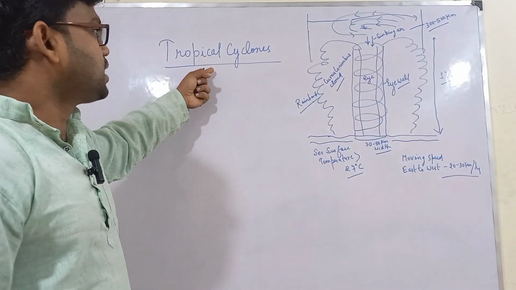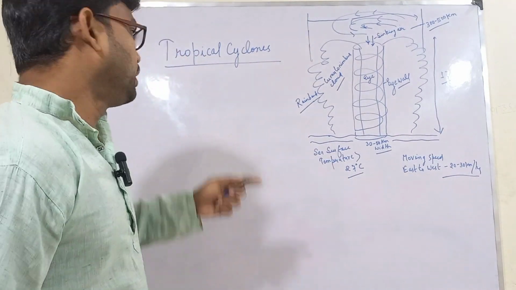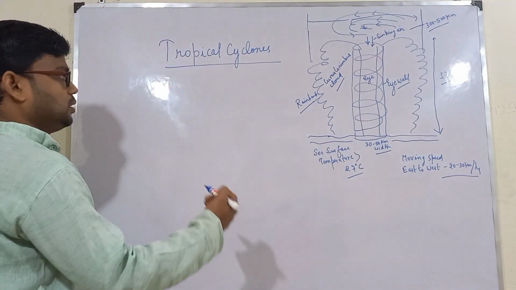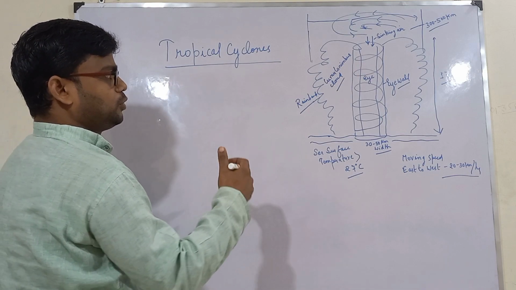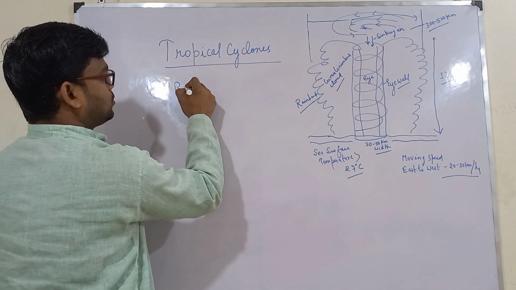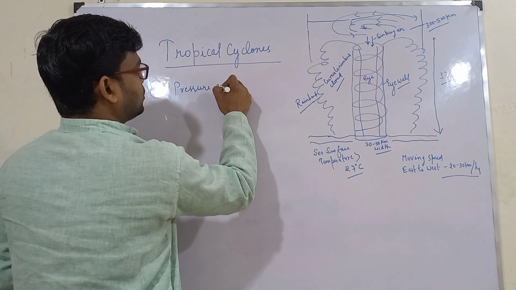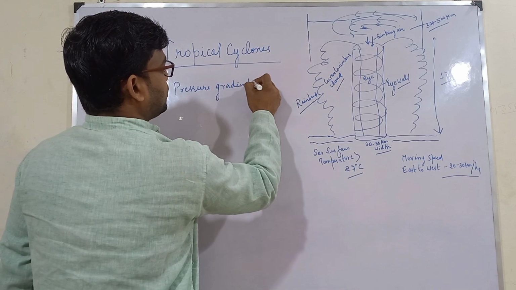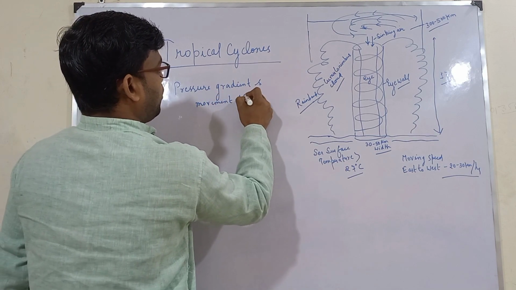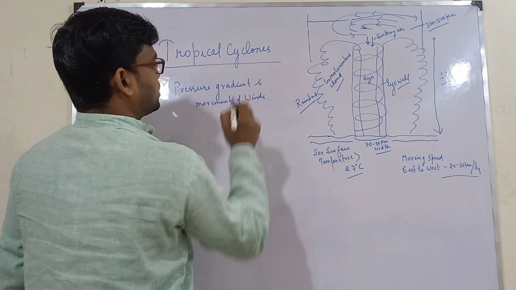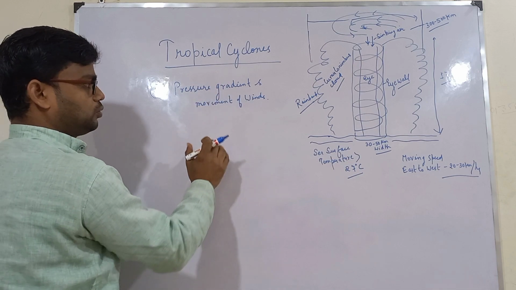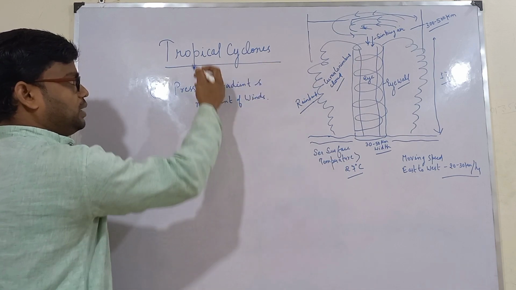Before we start with the definition, our first heading, definition of tropical cyclone, we would like to cover a few small topics so that it will help you to understand this topic. First one is the pressure gradient and movement of winds. Now listen carefully about these few topics so that this will help you to understand the main topic, tropical cyclone.